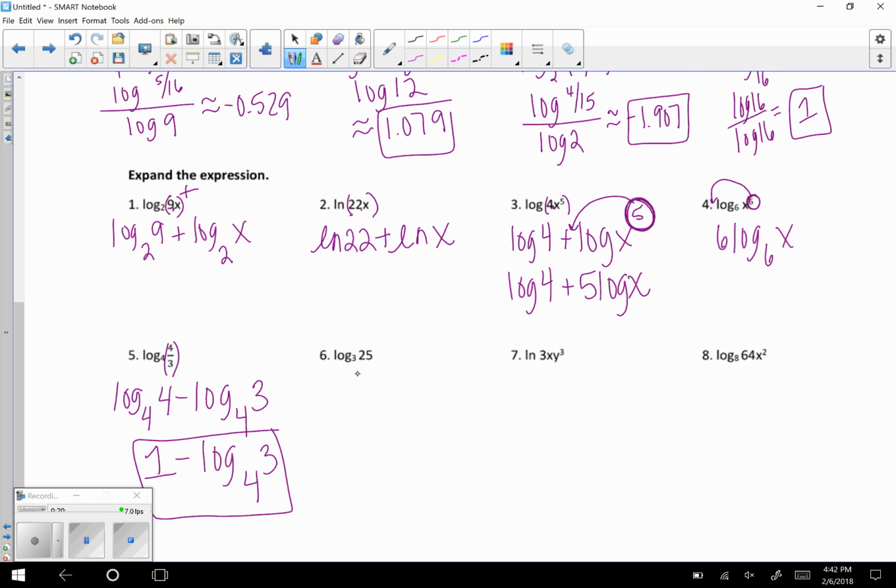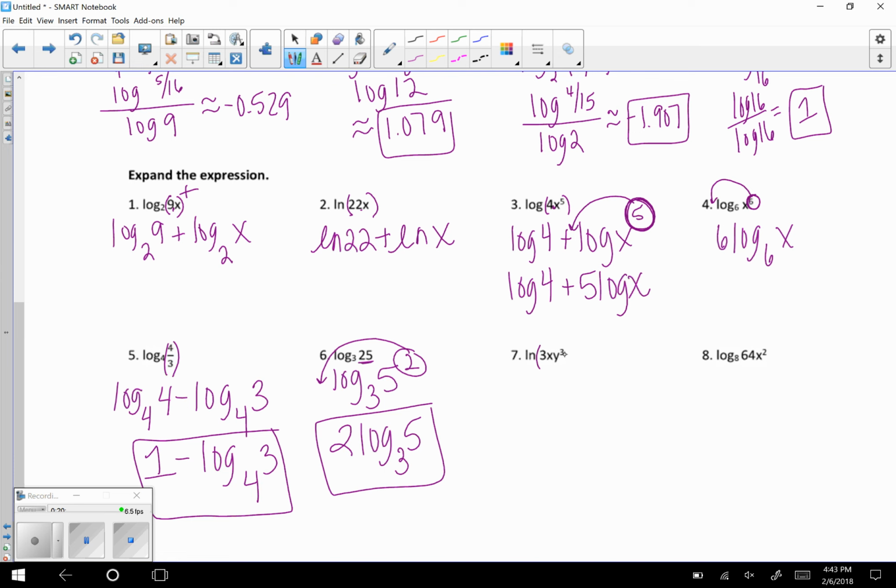All right, number 6, log base 3 of 25. Well, it says expand, but I'm thinking maybe there's nothing I could do to that. But we could. Log base 3, could I rewrite 25 as something else? Maybe 5 to the second power. So then I can take my exponent of 2 and move it to the front. So 2 times log base 3 of 5. Okay, so what if that 25 was an 8? Then I could have maybe said 8 is 2 to the third power, right? And then move the exponent to the front.